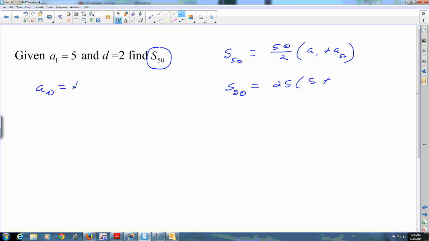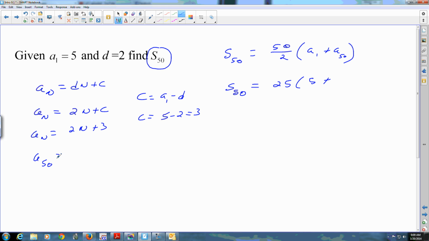So that would be D times N plus C. So A sub N is equal to, common difference is 2, n plus C. C is your first term minus your common difference. So 5 minus 2 is 3. So I have 2n plus 3. That's A sub n. I need to get the 50th term in the sequence. So A sub 50 would be 2 times 50 plus 3. So A sub 50 is 103.